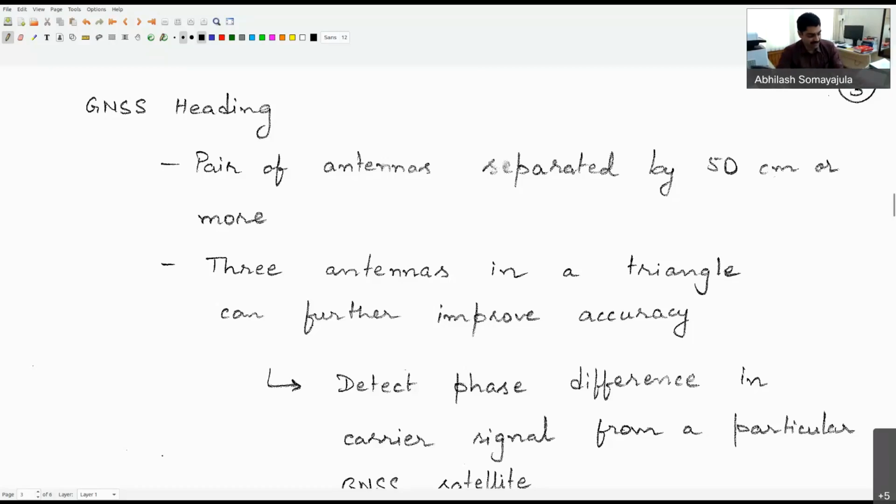Now, you'll also see there are some applications which use not just 2, but you can even go for a higher number, so that you can put them as a triangle, let's say in 3, and can get estimates for not just yaw, but even roll and pitch as well. You can try to figure out.